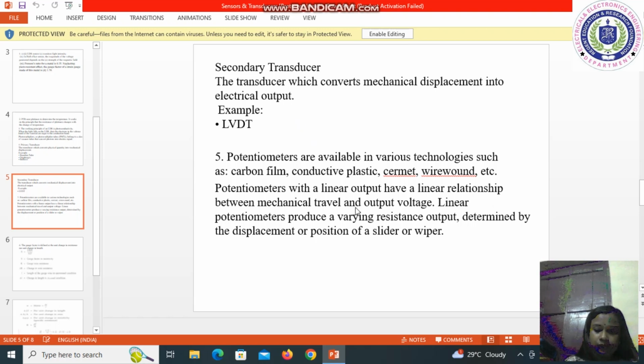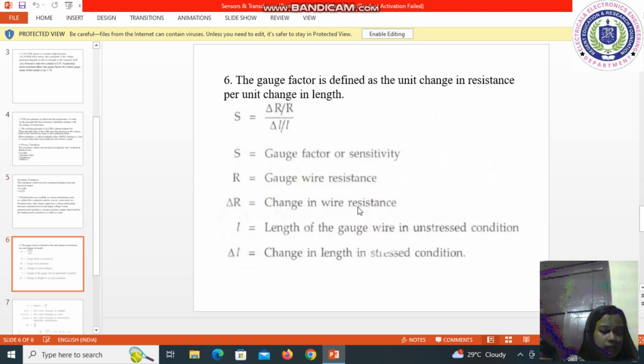Next question, question number 6. Question number 6 is: derive the expression of gauge factor of a strain gauge. Okay, it is a very important question, derivation of the gauge factor of a strain gauge. I have already told the definition of gauge factor. Gauge factor is defined as the unit change in resistance per unit change in length, and it is also called the sensitivity of the strain gauge.